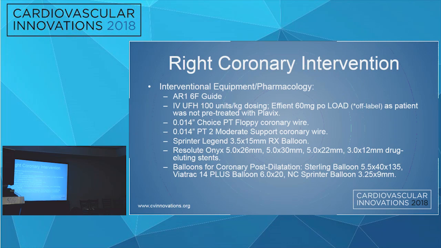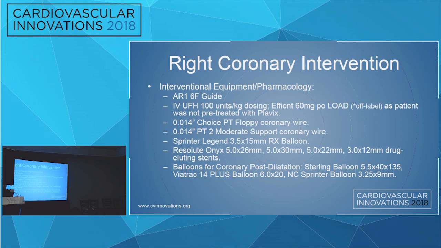So this is my equipment, and I'll repeat some of this as I go through the images, but basically I used an AR1 6-French guide, stayed right radial, gave 100 units per kilogram of heparin, which is typically what I use for my interventions, rarely using bivalirudin. I did give her Effient 60 milligrams as a loading dose. This is, of course, off-label because this is not an ACS case, and Effient was not studied in these kinds of elective scenarios, but I wanted her to have prompt and potent antiplatelet inhibition, and so I gave her Effient with plans to switch her to Plavix in the future.